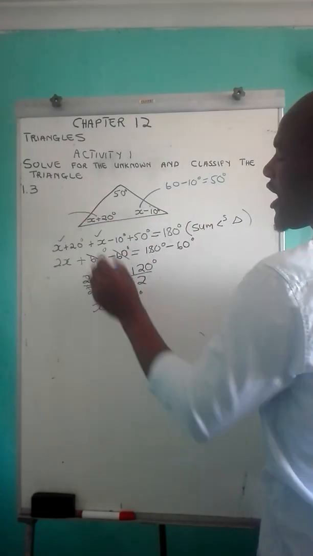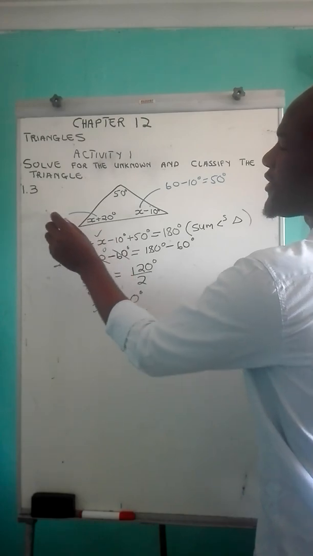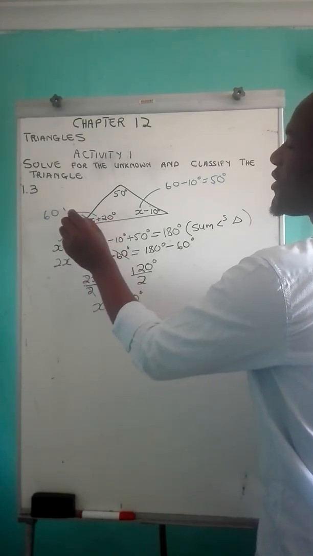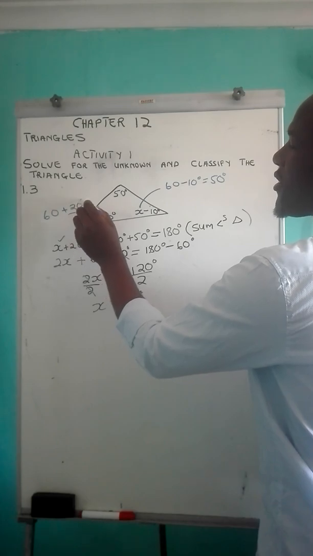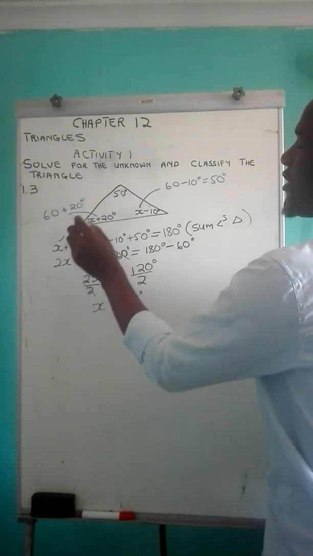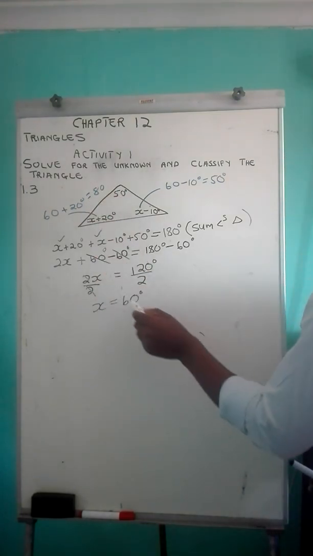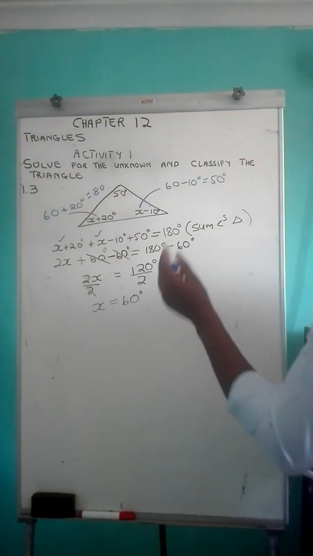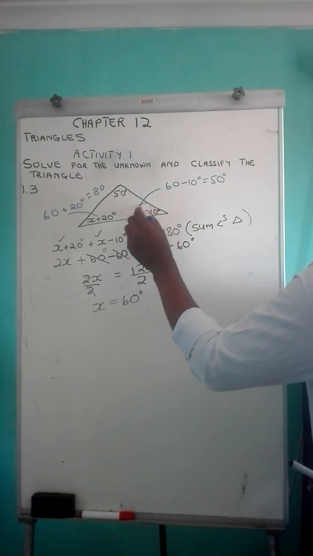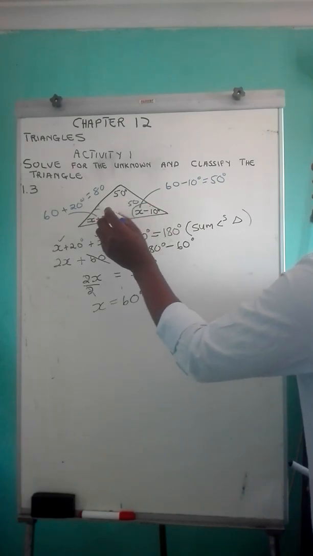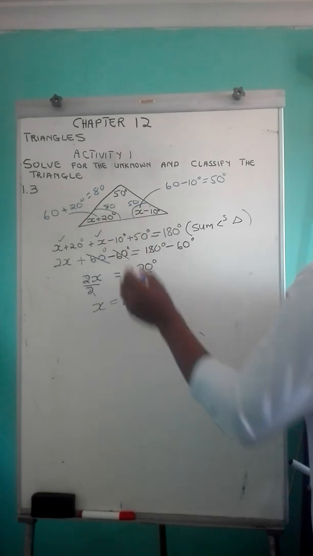So now I know this is what? x is 60, plus 20. So the answer is equal to what? 80 degrees, because you substitute the value of x. So I know this is 50 degrees, and I know this is 80 degrees. Alright.